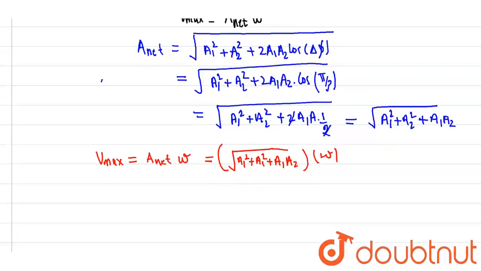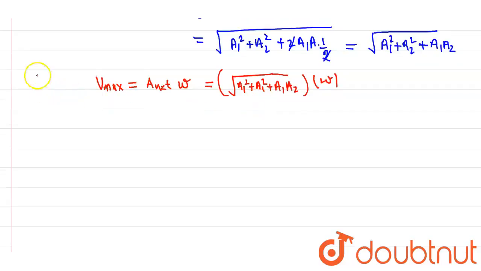Now we have to find the maximum acceleration. If a particle is doing simple harmonic motion, then its acceleration is given by minus omega square x. For this to be maximum, we put the maximum value of x, which is a. So the magnitude of the maximum acceleration is omega square a max.